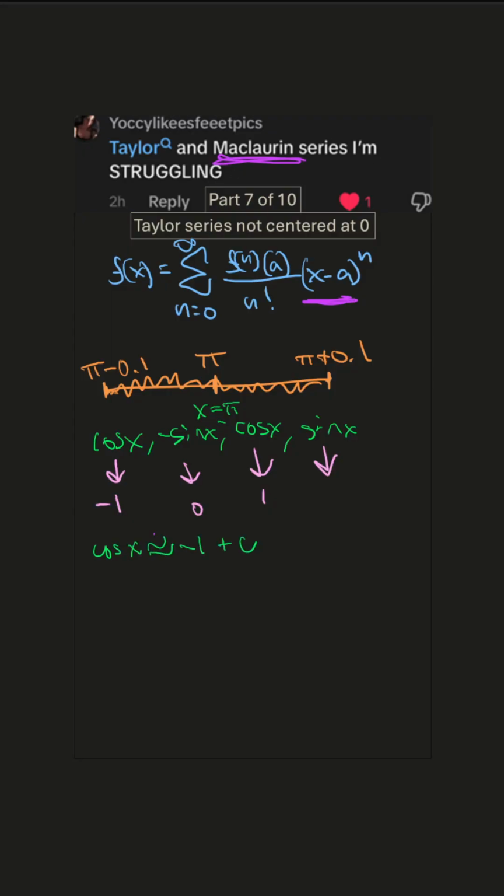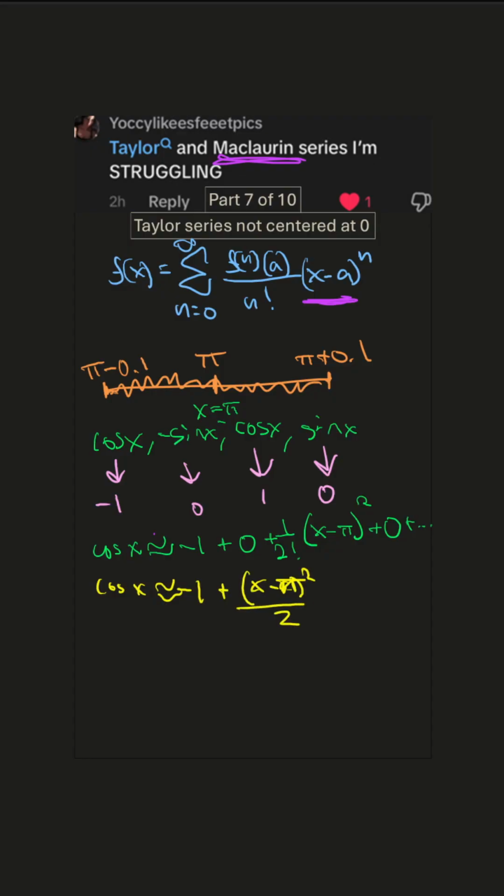Now if we plug those into the Taylor series structure, we get cosine x is approximately negative 1 plus 0 plus 1 over 2 factorial times x minus pi squared plus 0, and so on. Yeah, so the 0 terms are dropping out. Okay, and we went over that in the last video, how that works. So the approximation using the first couple of terms, cosine of x is approximately negative 1 plus x minus pi squared over 2.